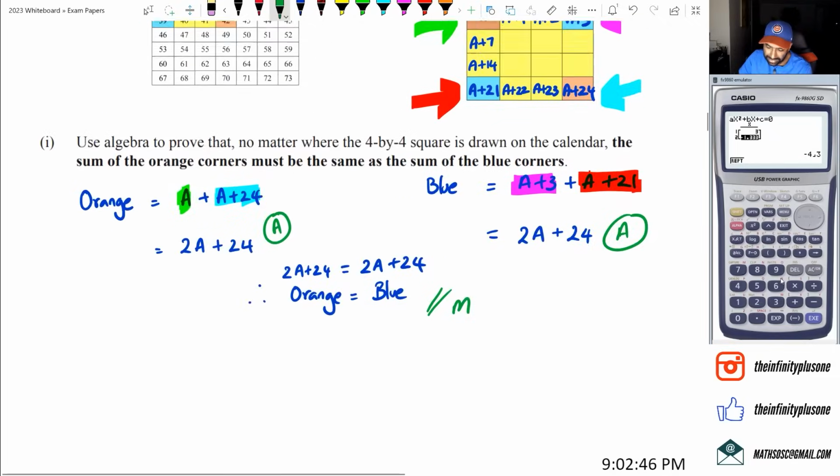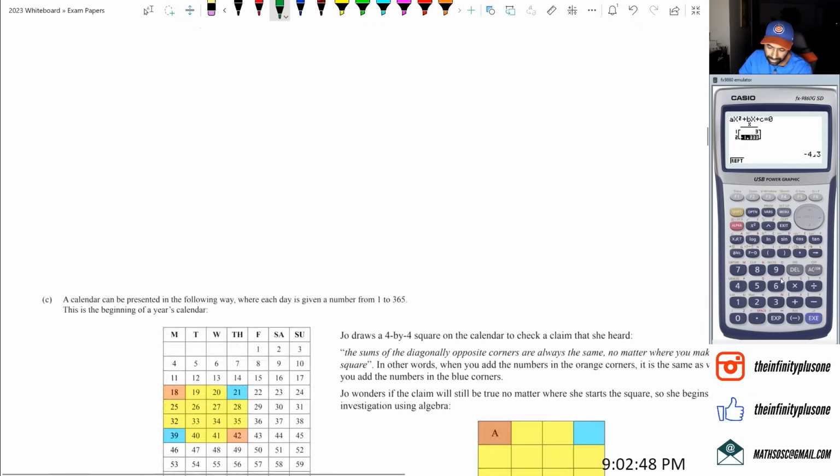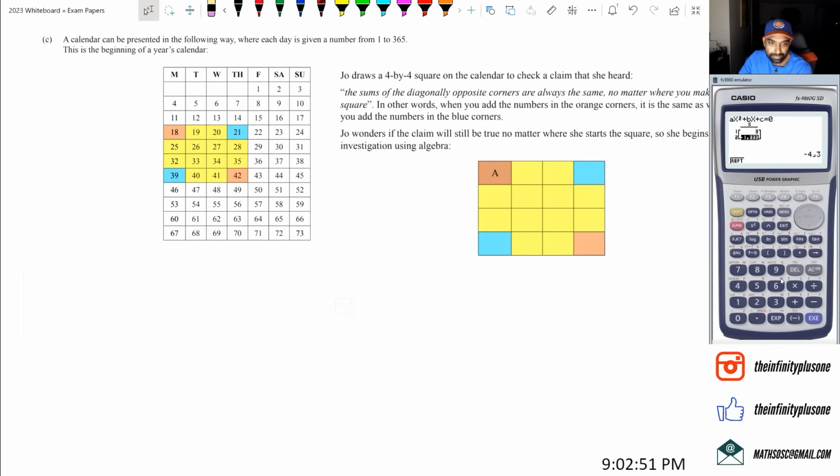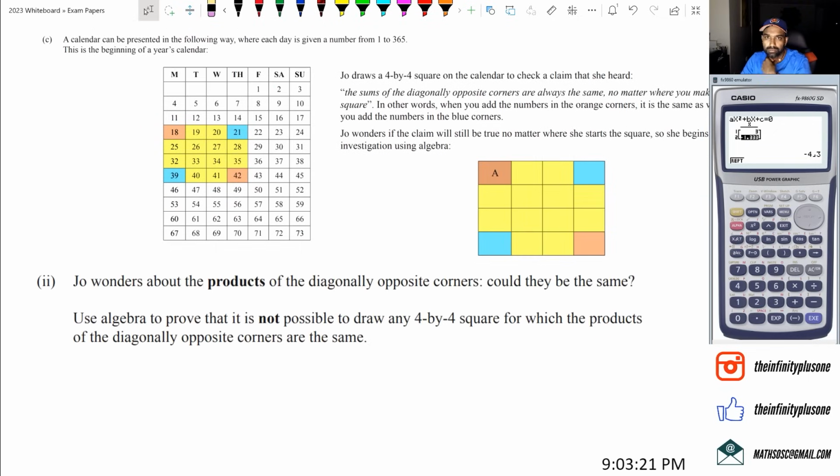All right, so the second part of this question, can't believe I put that much gap for it. Cool. So for the second part of the question, what we've got is pretty much the same idea, but she's wondering about the products. Could they be the same, right? Now we already know these numbers here. So we've got a plus 3, and that one's a plus 21, and this one is a plus 24. So all we're really doing in this question is just working out the products of those two numbers.